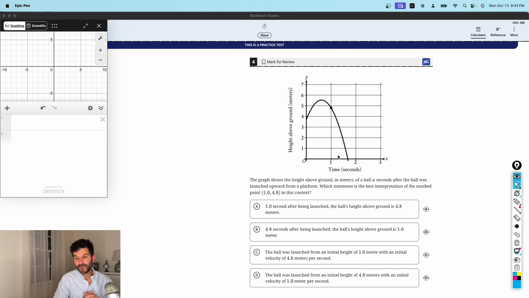Question number 4. The graph shows the height above ground in meters of a ball x seconds after the ball was launched upward from a platform. Which statement is the best interpretation of the marked point 1, 4.8?